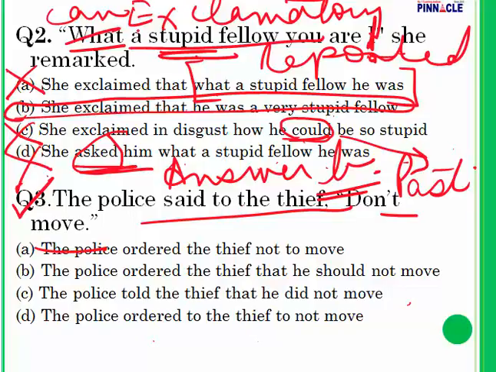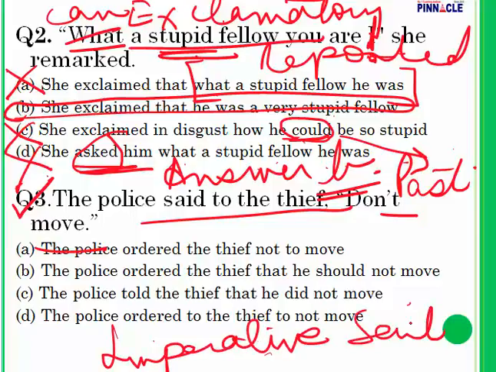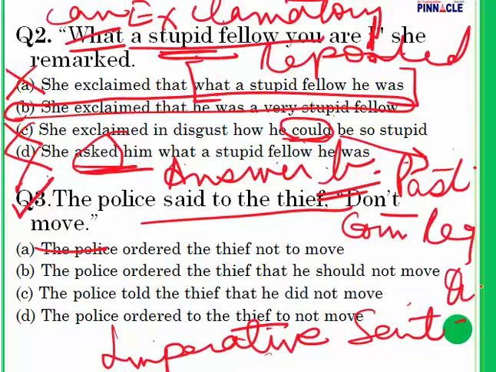First and foremost, what kind of a sentence is this? The police said to the thief, don't move. Now, this sentence is an imperative sentence. What are imperative sentences? Imperative sentences are those in which we are giving a command, a request, an order. The police said to the thief, don't move.